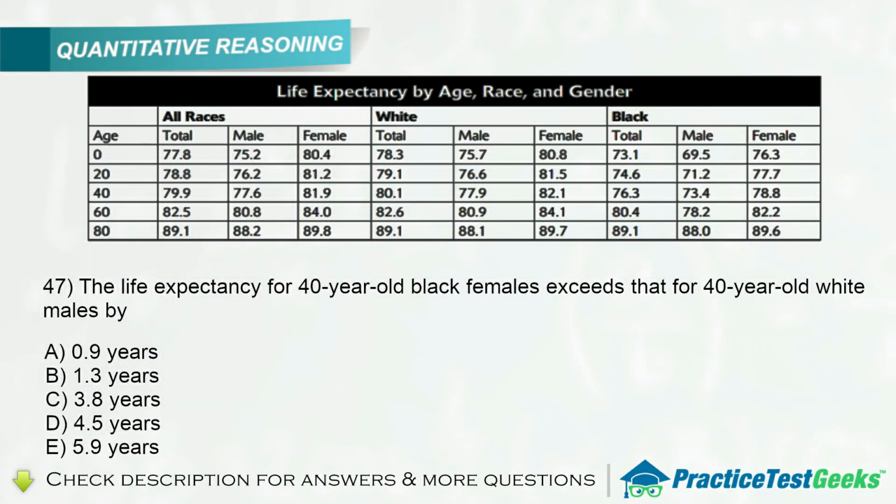Question 47. Refer to the table shown above. The life expectancy for 40-year-old black females exceeds that for 40-year-old white males by A. 0.9 years. B. 1.3 years. C. 3.8 years. D. 4.5 years. E. 5.9 years.